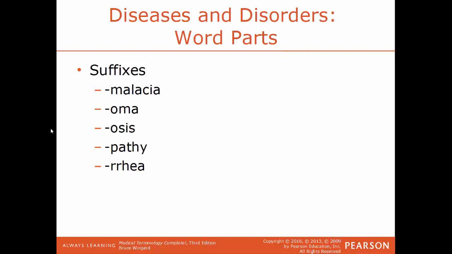Malacia means softening, so osteomalacia would be softening of the bones. -Oma is a reference to cancer. So carcinoma, melanoma, all those are references to some kind of cancer. The next one, -osis, is a reference to a condition, usually an abnormal condition. -Pathy is a reference to disease. And the last one on this image, -urea, is a reference to a flow or a discharge.